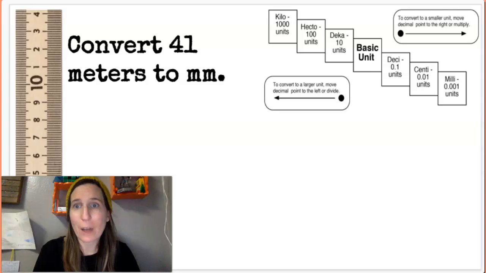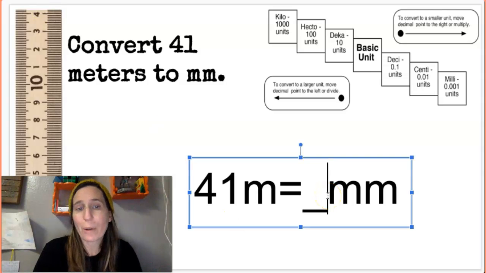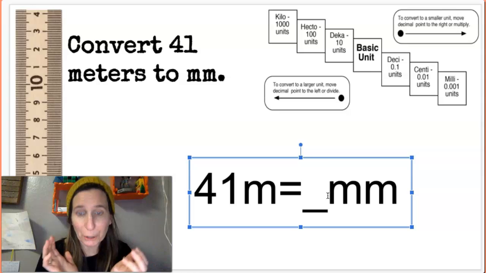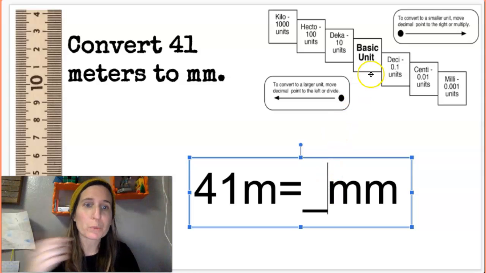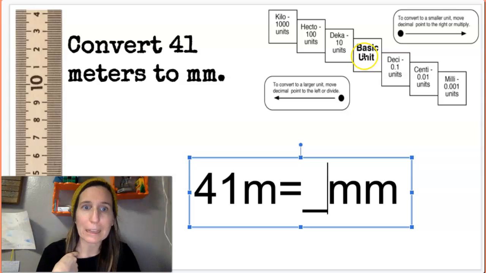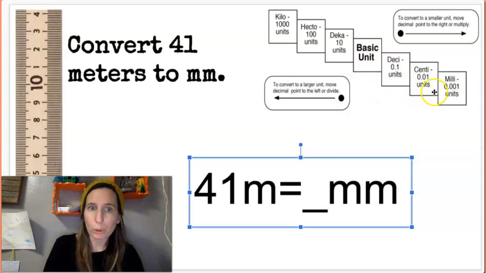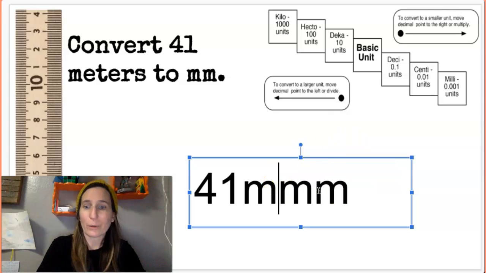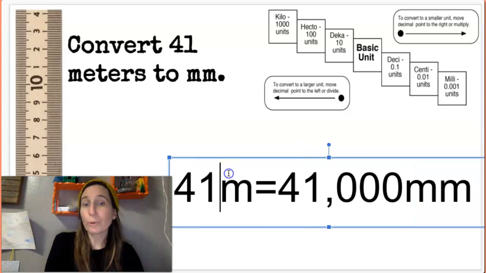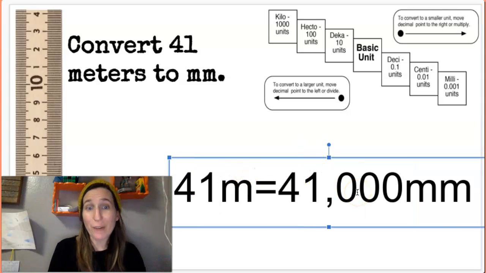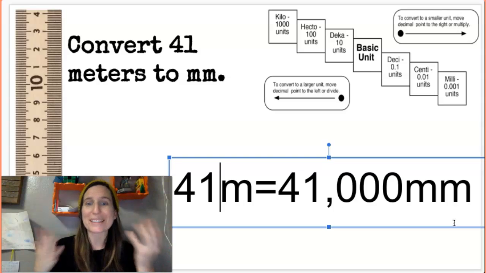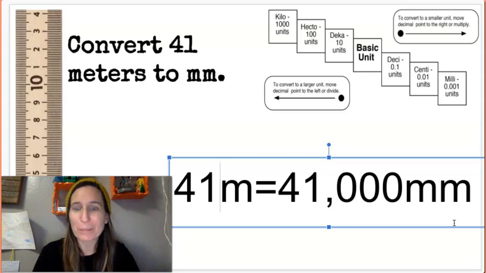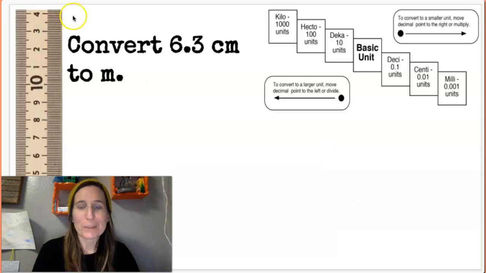41 meters is how many millimeters? If we think about how many millimeters are in a meter, it's going to be a lot, because we're moving from meters all the way down to millimeters. So if we have meters, we would have times 10, times 100, times 1,000. So 41 times 1,000 would be 41,000. So 41 meters would be equal to 41,000 millimeters. There'd be a whole bunch of millimeters inside of a meter, right? 1,000 millimeters inside of a meter. Hope this is making more sense to you.